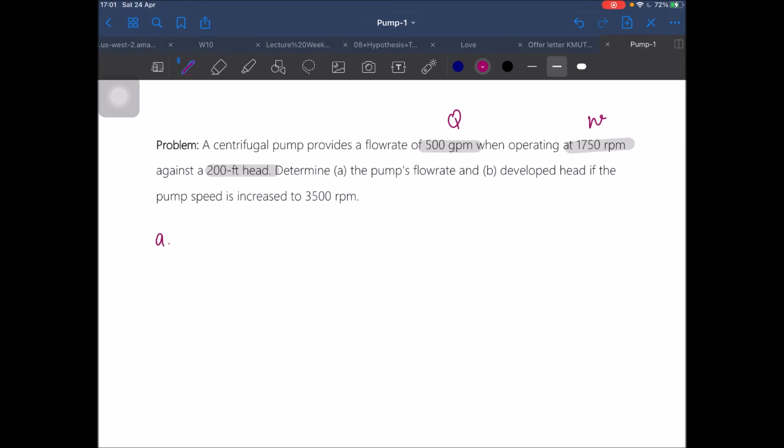So A, determine the pump's flow rate. So we have this equation Q flow rate here, Q1 over Q2. It's similar to what is that called?